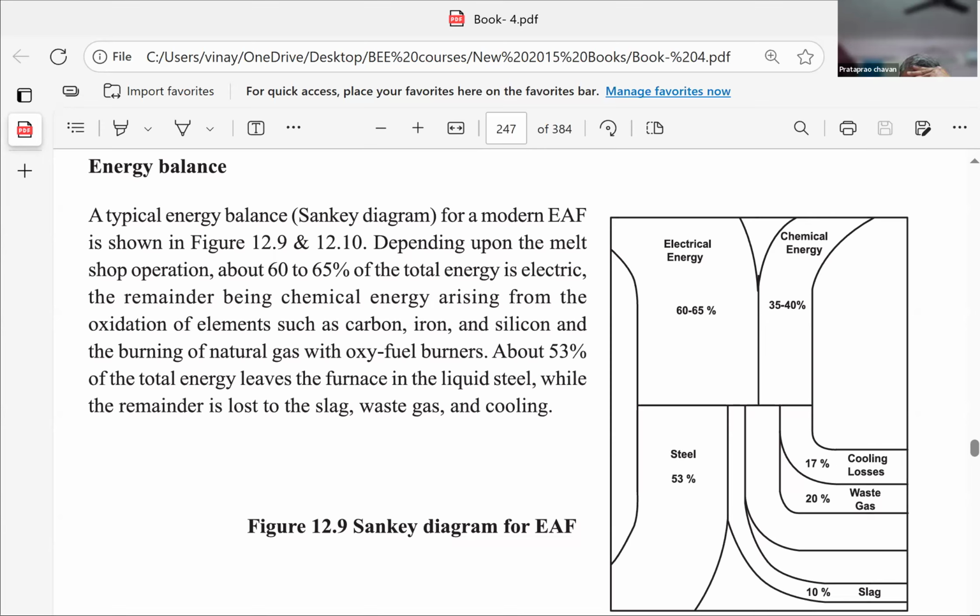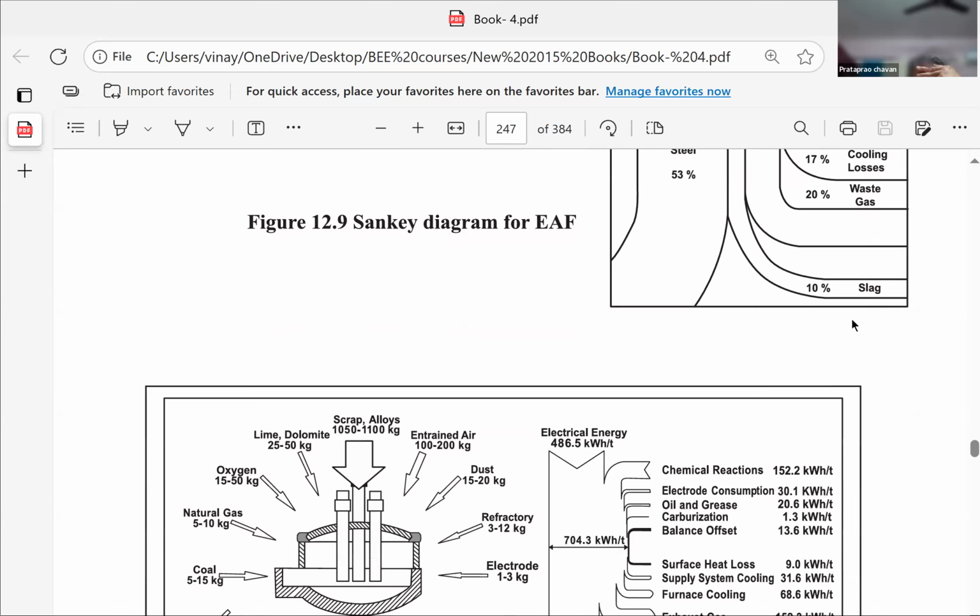17% are the cooling losses. The entire cover or envelope of this is to be water cooled. That cooling water carries away about 17%. Another bulk 20% goes out as exhaust gases, waste gases. Then there is slag loss. About 10% of the heat is carried away by the slag, which is just removed from the floating portion of the liquid metal, the molten metal.